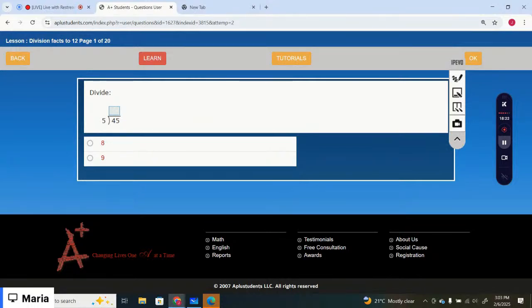Okay, you have to divide 45 by 5. So 5 times what number is 45? You need to count a table of 5 until 45. So which is the correct option?